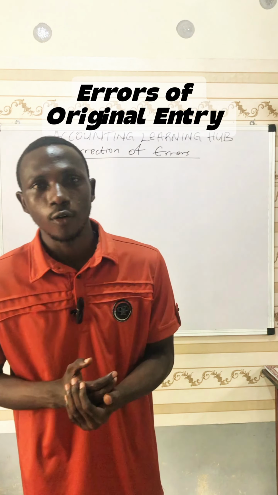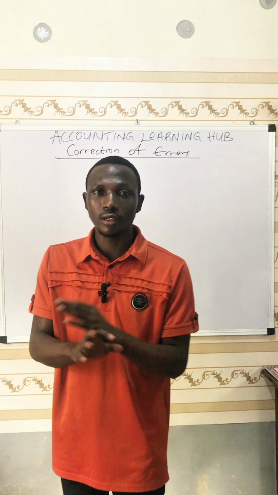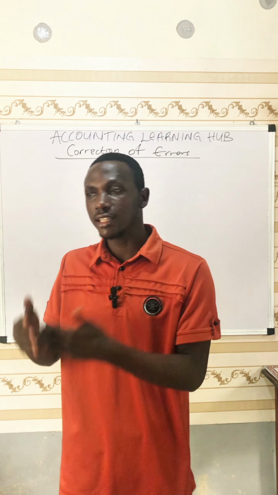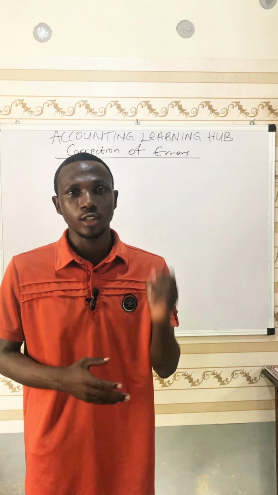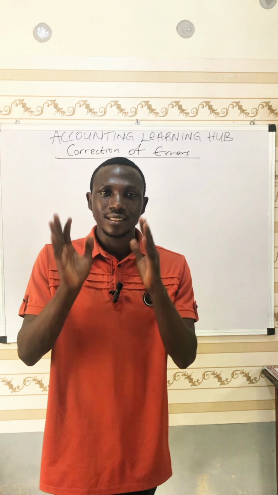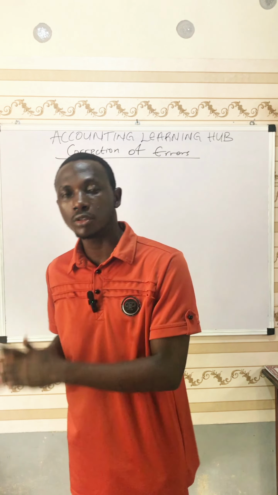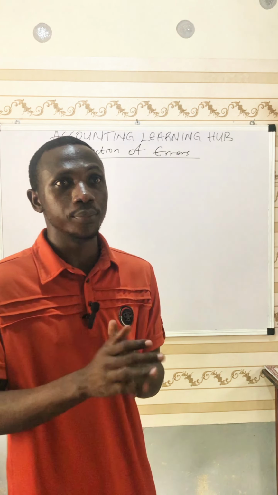We also have errors of original entry. This one is very common because it is when you record a transaction with the wrong amount in the books of account. Instead of recording, let's say, 20,000, you record 19,000, or you record 200,000. That is an error of original entry. The wrong amount of the transaction was posted on both the credit and debit sides of the account. This could be undercast or overcast.